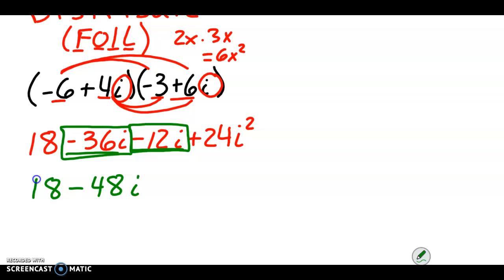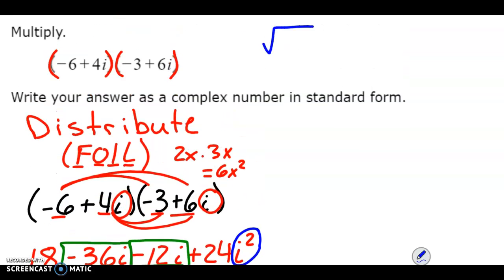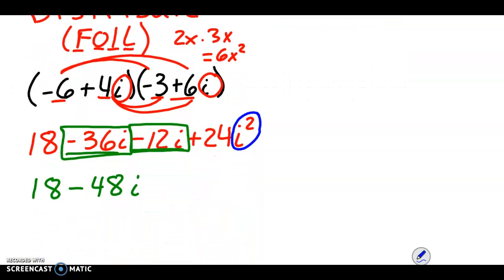And then here's what's happening with this i squared. If you guys remember from our rules, remember that the square root of -1 equals i, and i squared equals -1. So we have a way of turning that into a value. So 24 times i squared is actually 24 times -1, because i squared is equal to -1. That's all that happens. So then I have 18 minus 48i minus 24, because 24 times -1 is -24.